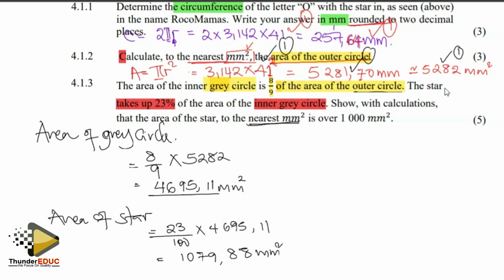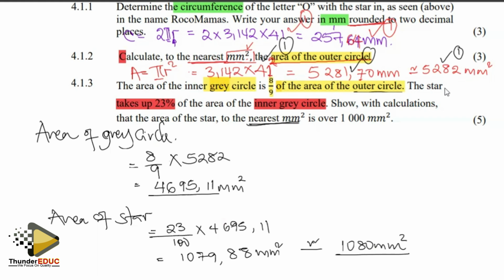Now they said to the nearest millimeter squared. To the nearest millimeter squared. What comes in your head? I need to round off this to the whole number, which will give me 1080 millimeters what? Squared.